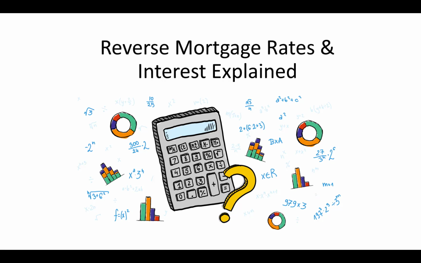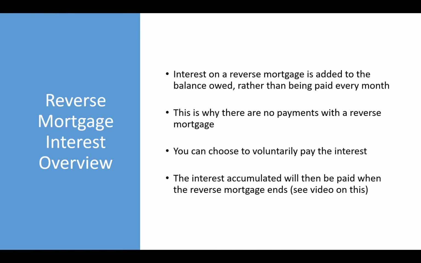In this video, I'm going to walk you through reverse mortgage interest rates and explain how interest and everything works as it relates to a reverse mortgage. So with reverse mortgage interest, it's added to the balance owed rather than being paid every month. That's why there's no payments with a reverse mortgage. With a normal mortgage, you're paying down the balance owed and paying interest every single month. With a reverse mortgage, you can choose to voluntarily pay the interest, so that's your choice if you want to do that. And then what happens is at the end, the interest accumulates and is paid off when the reverse mortgage ends. I'm not going to go into too much detail on that. I do have a video on what happens when a reverse mortgage ends. I suggest you check that out after this one.